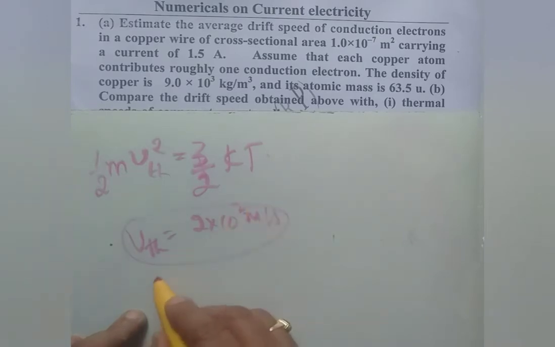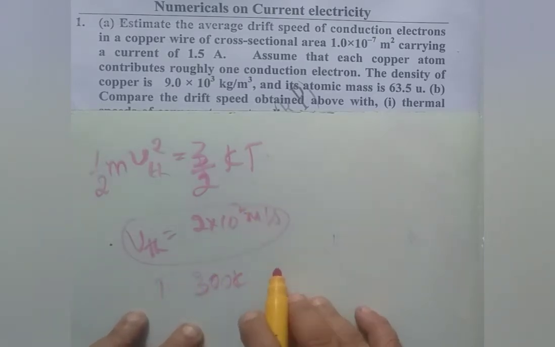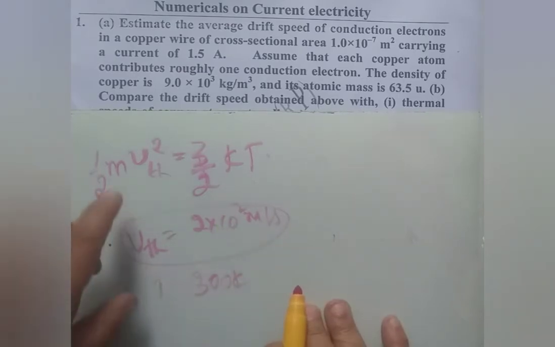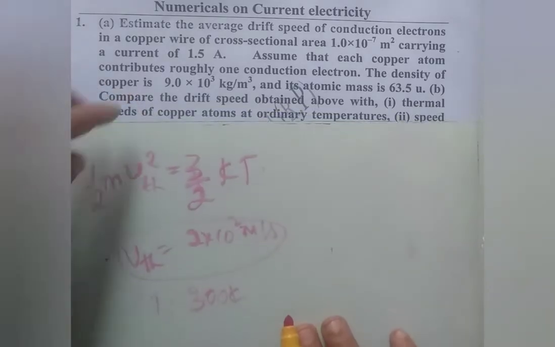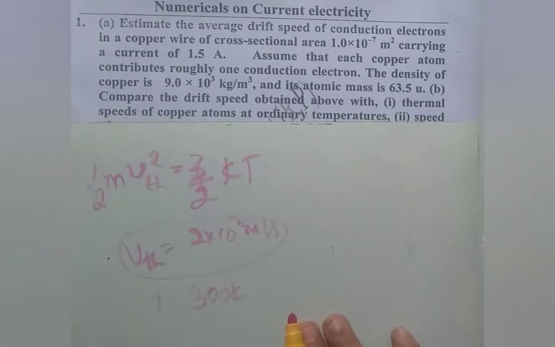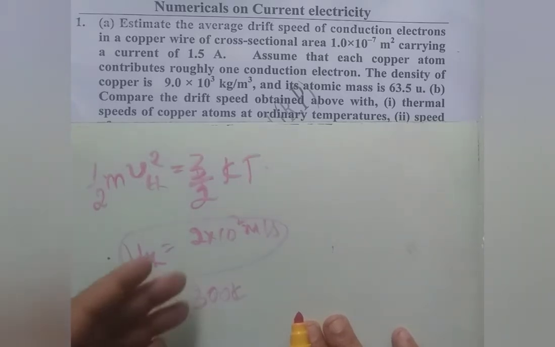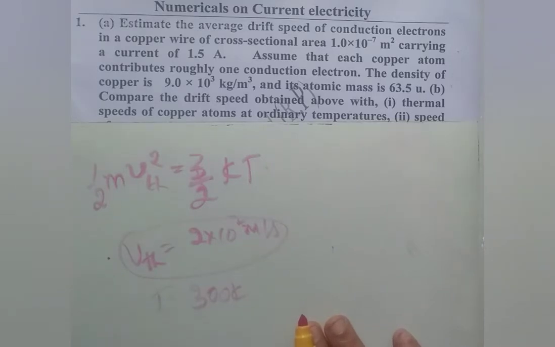Say if you substitute T as 300 Kelvin, that is room temperature, around 27 degrees Celsius, the Boltzmann constant, and the mass of one copper atom, you will get Vth as 2 into 10 raised to 2 meter per second. That is the thermal velocity or thermal speed due to random motion. Observe, it is far more than the drift velocity, which is 1.1 millimeter per second. It is 200 meter per second.